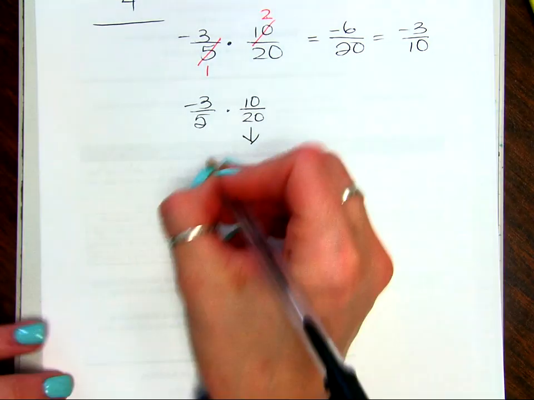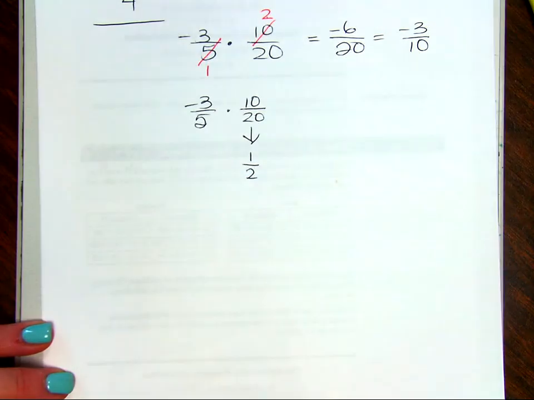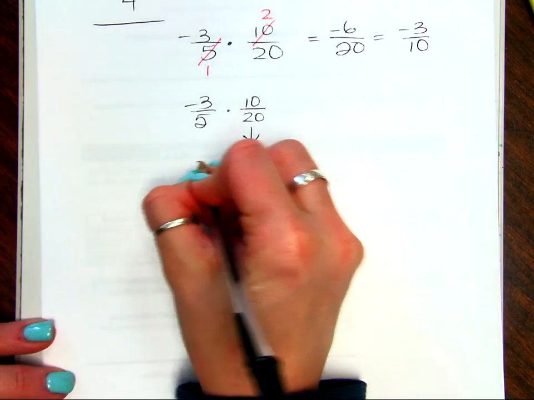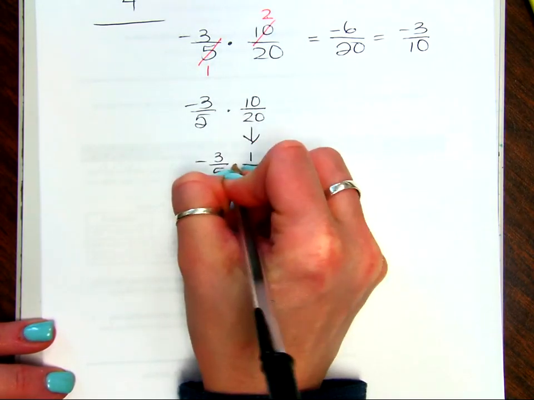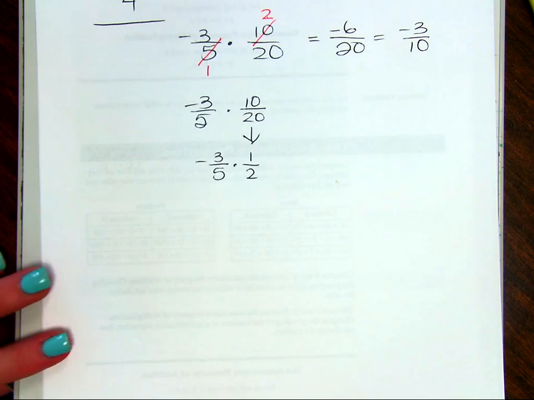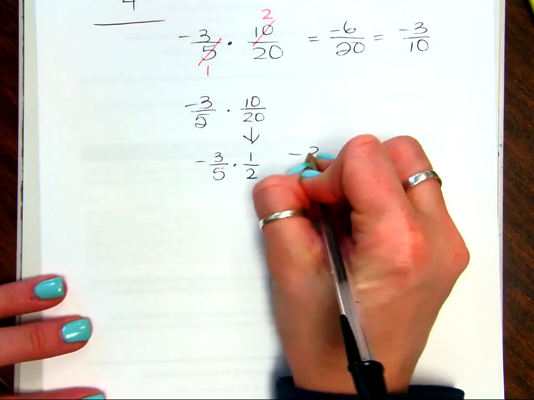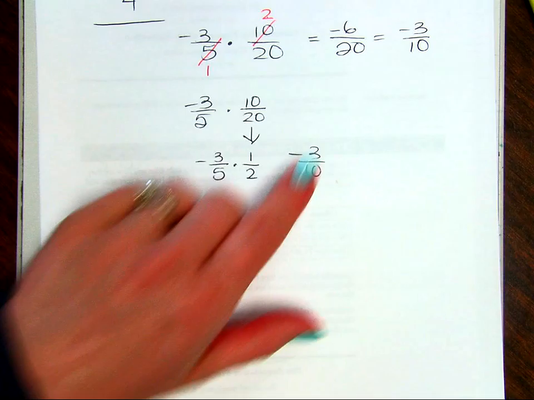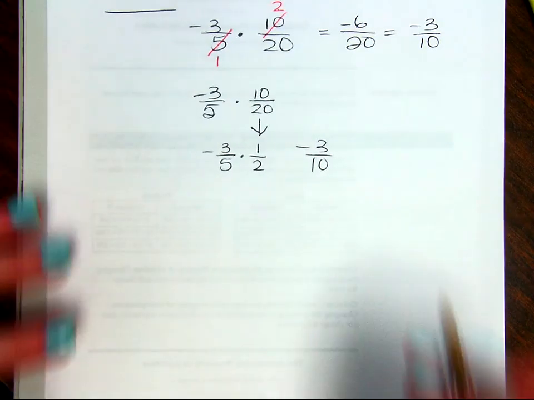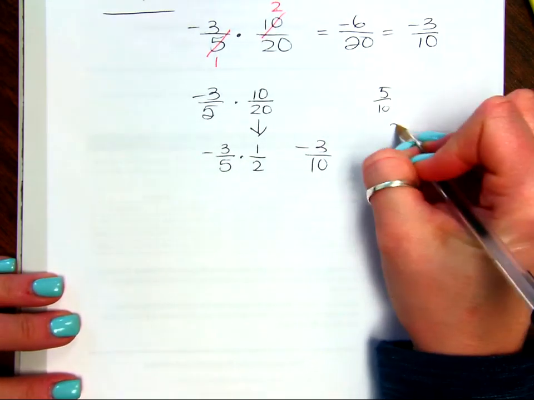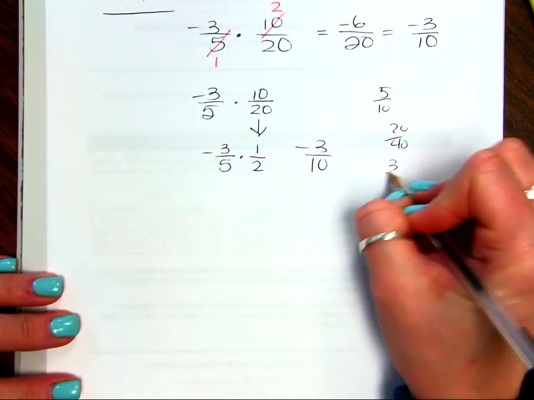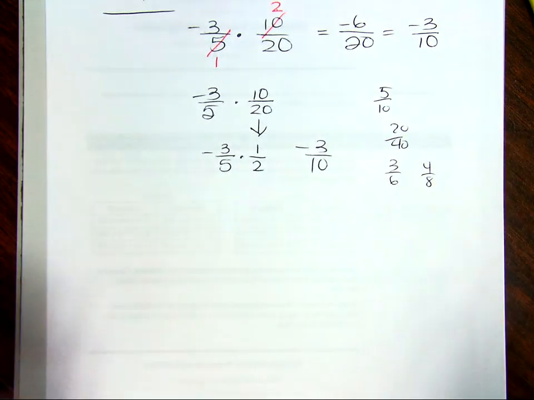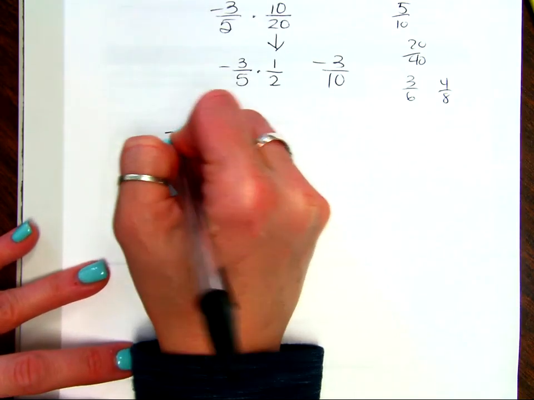10/20 is a fraction that's equal to 1/2. So what do I get if I multiply -3/5 times 1/2? -3/10. Okay? Frank, put the lid on that marker. That's a new one. That's going to wear out. So if you have 5/10 or 20/40 or 3/6 or 4/8, could you reduce that and then multiply it? Absolutely.